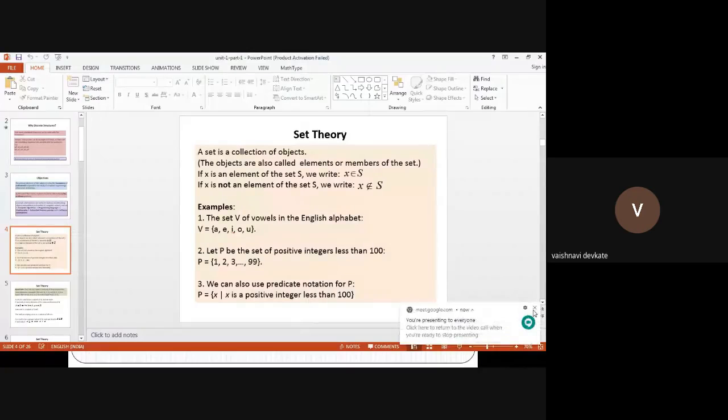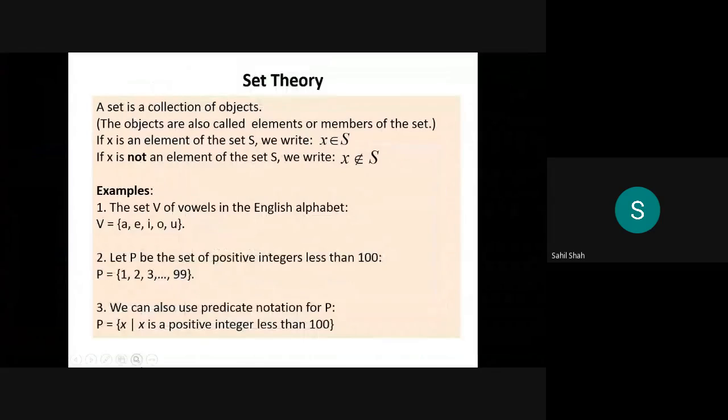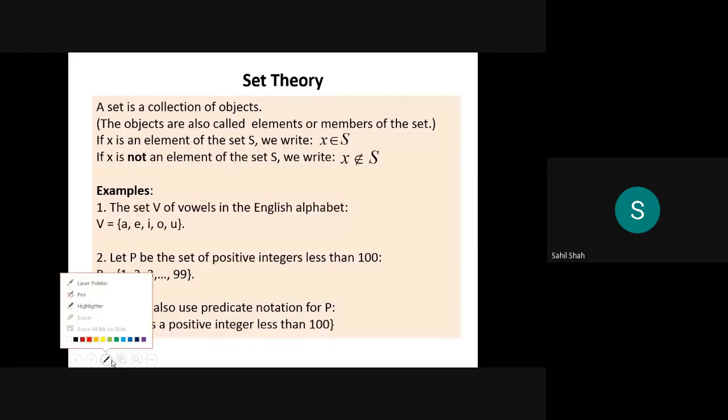So the points which we have discussed so far, a quick recap, and I do have a couple of examples for you. A set will be a collection of objects. Objects are also called elements or members of the set. If a particular element X is a member of set S, we use the belongs to symbol: X belongs to S. If X is not an element of set S, we write X does not belong to S. This is known as does not belong.